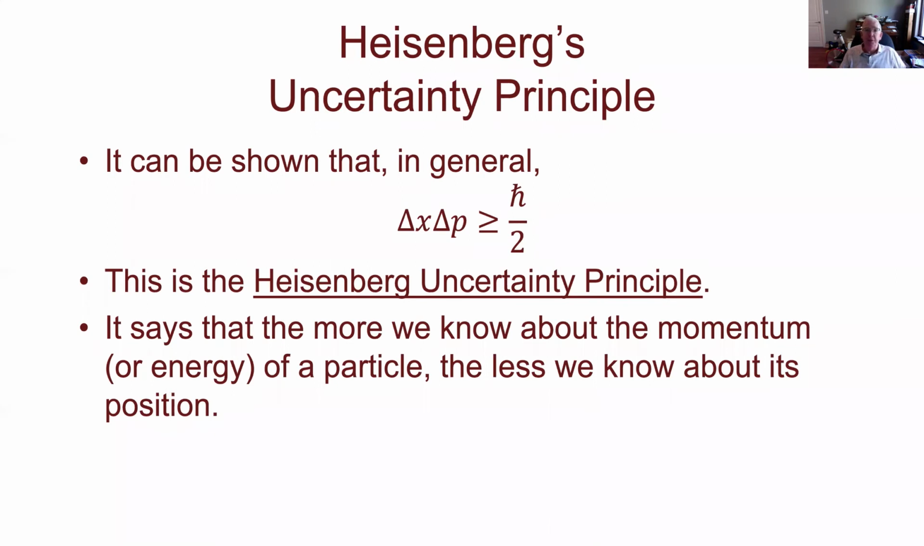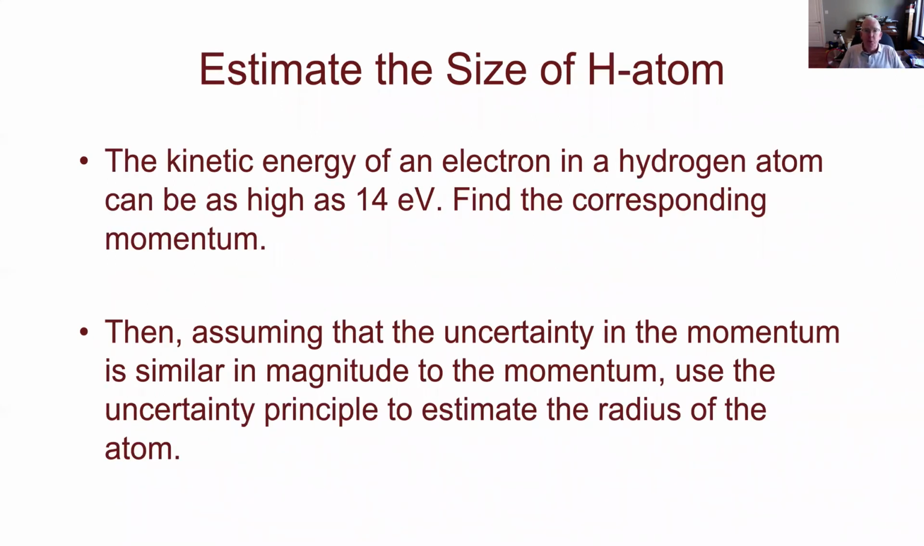I'm going to use the uncertainty principle in a slightly peculiar way here, just to wrap up. I'm going to say the kinetic energy of an electron in a hydrogen atom can go as high as about 14 electron volts. If it goes higher than that, the electron will actually separate itself from the atom. That's essentially the ionization energy of a hydrogen atom. Okay, we're going to find the momentum that corresponds to an electron with an energy of 14 eV. And then I'm going to say, assume that the uncertainty in the momentum is about the same magnitude, the same order of magnitude as the momentum itself, right?